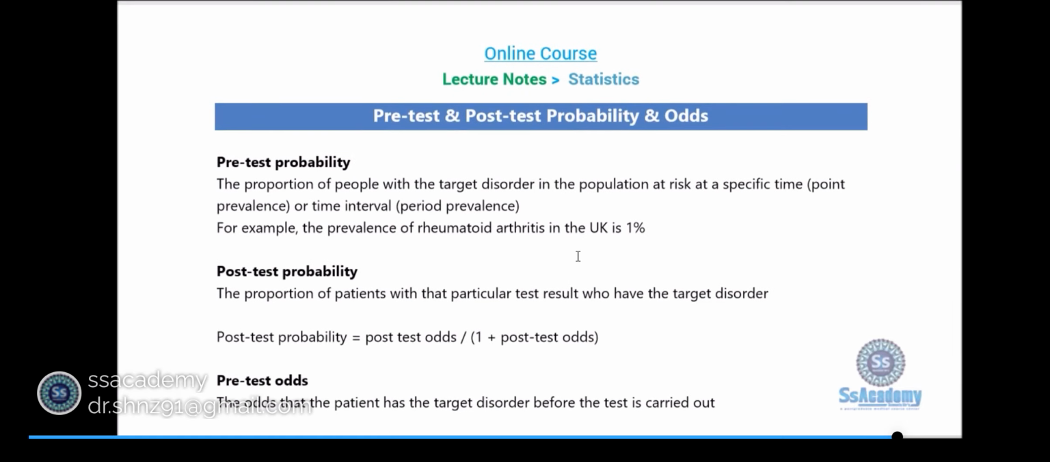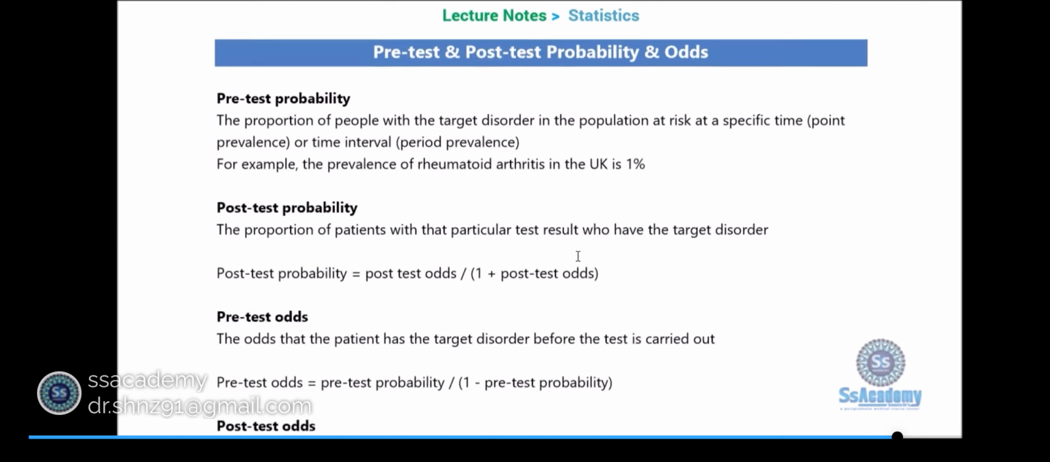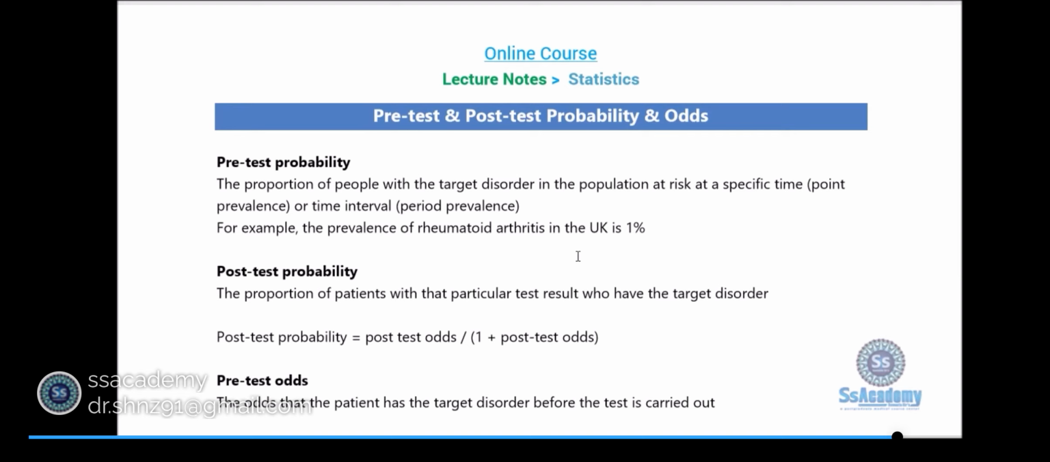Pre-test and post-test probability and odds. Pre-test probability is a triple star topic. It is the proportion of people with the target disorder in the population at risk at a specified time. So specific time: the point prevalence. Point prevalence is a point in time and a time interval is a period prevalence. The prevalence of rheumatoid arthritis in the UK is 1%. So pre-test probability is nothing but the prevalence.